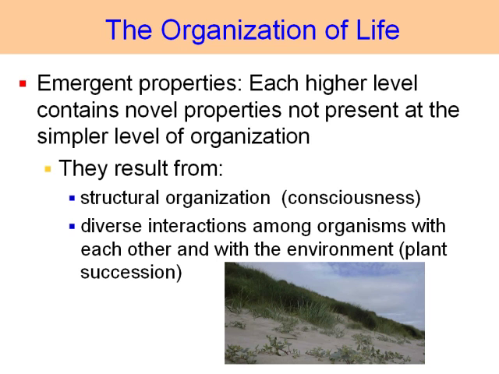And then also, we have diverse interactions among organisms with each other and with the environment, leading to the different types of ecosystems that we see. As an example, we have plant succession. This is where plants are interacting with one another, they're competing with one another, and ultimately you're going to end up seeing the different types of plants we have in a given habitat because of their interactions with one another.